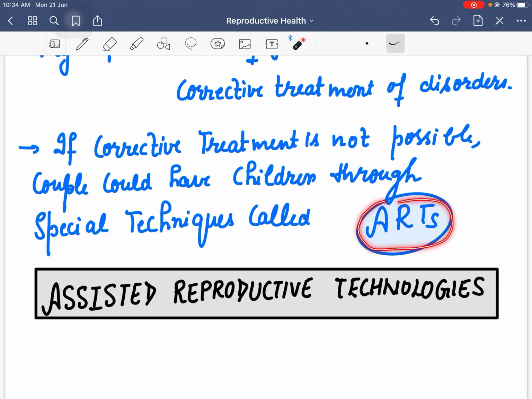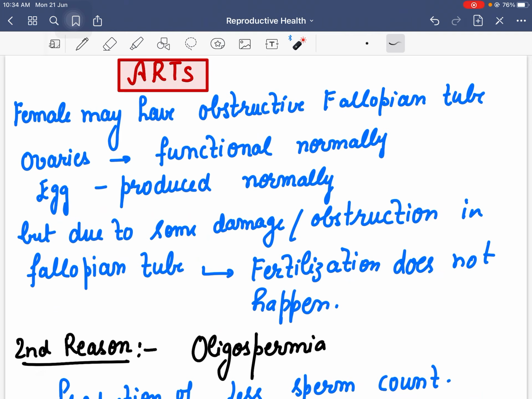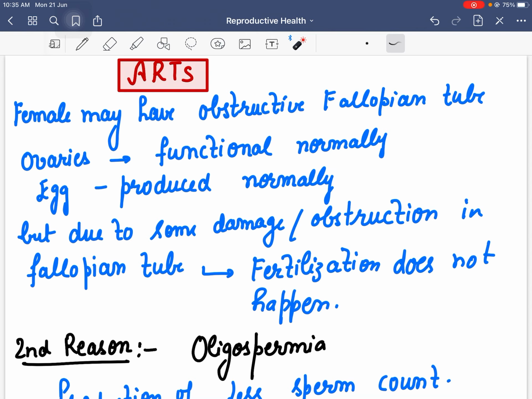So what is the full form of ARTs? Assisted reproductive technologies, right? Now, when a couple goes for ARTs, when they try different techniques, first, in females sometimes they have an obstructive fallopian tube, means there is some problem in the fallopian tube. The ovaries are functioning normally, the egg is being produced properly, but if the fallopian tube is not correct, if there is some damage in it, then children, fertilization happens in the fallopian tube only. So fertilization will not happen. And if fertilization does not happen, then definitely pregnancy will not happen, right?